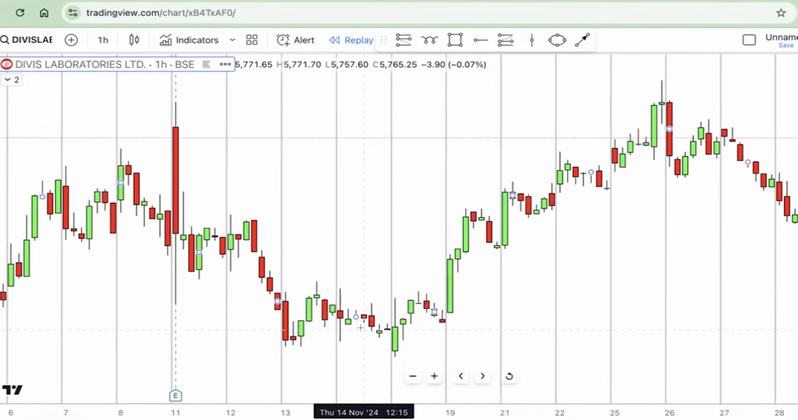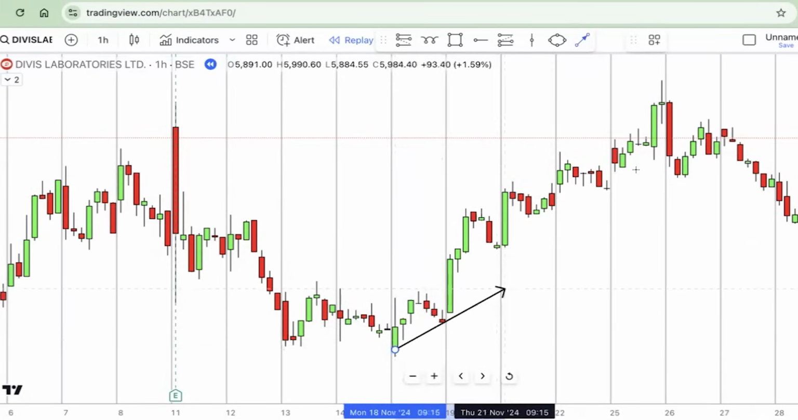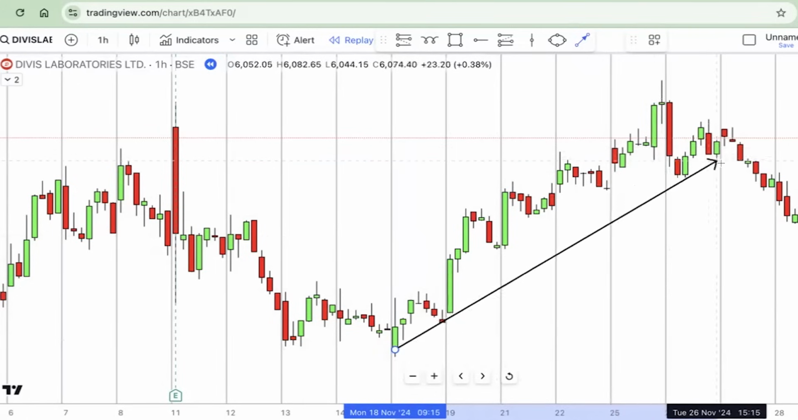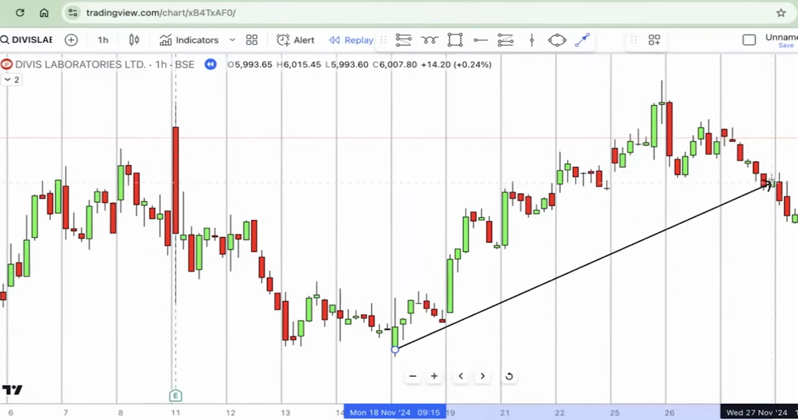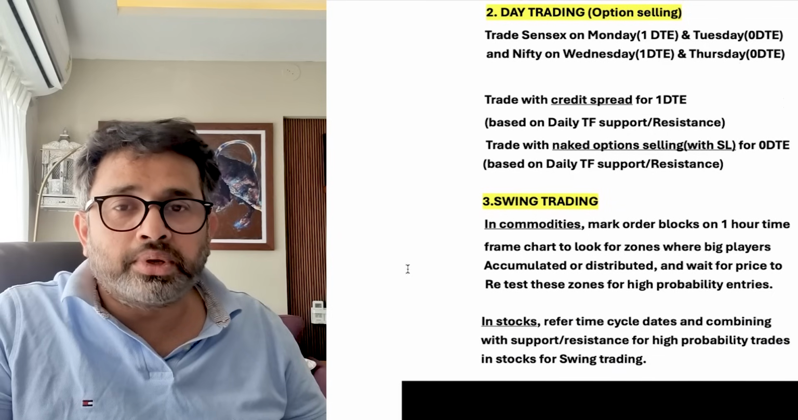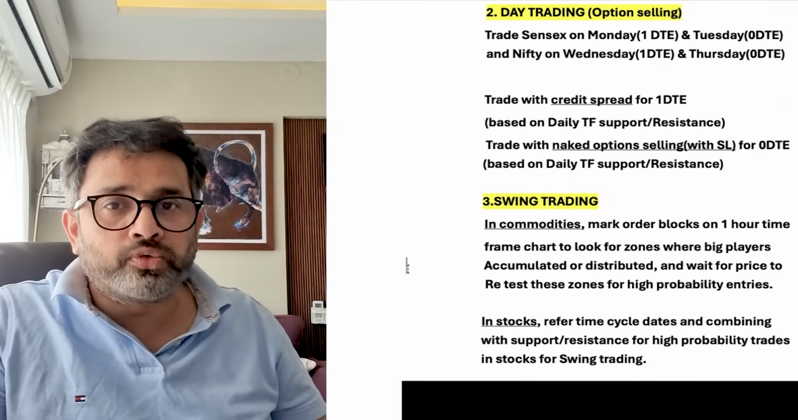So 17th November was Sunday. So we'll take 18th November because 17th November was Sunday. This is the 18th November opening, and where is the 27th November? 27th November was here. So this is the close of 27th November. So you can see that as per the time cycle, yes, Divis Lab stayed bullish from 17th November to 27th November. But remember, time cycle is not a 100% foolproof method.